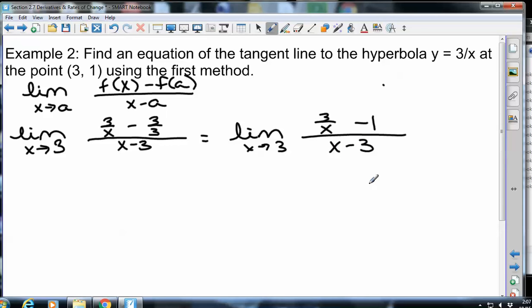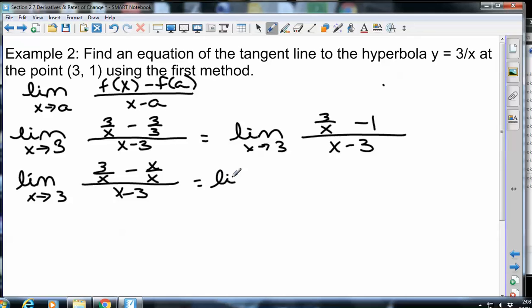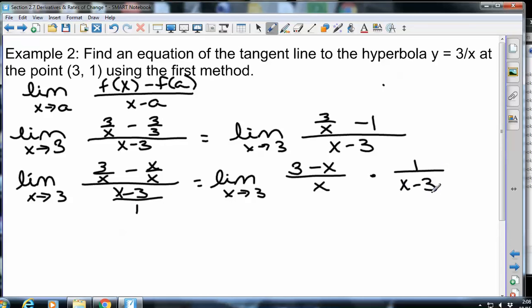So what do you want to do? Common denominator. One is the same as x over x. So you would get 3 minus x over x. This is x minus 3 over 1, so you could flip and multiply instead of writing a fraction within a fraction.